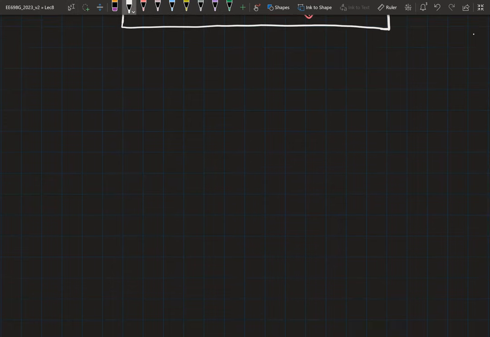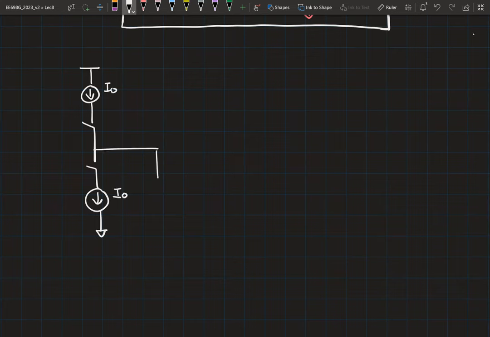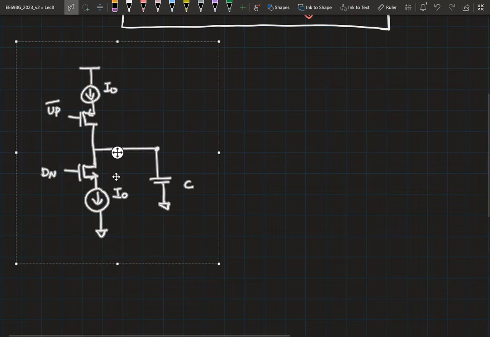So the charge pump circuit we had started with was this, with some current I naught. We usually have a capacitor connected at the output, and these switches are controlled by up and down. Then we saw that these switches can be replaced with NMOS and PMOS. So the switches got replaced like this. So this had to be up bar, right? Then to interface this with the PFD, now we need an inverter in the path of the up.